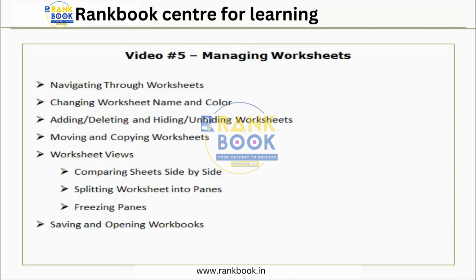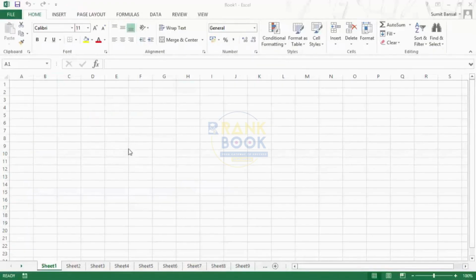Let's get started by first understanding how we can navigate through worksheets in Excel. Whenever you open a new workbook, you get a number of sheets here already. If you're using Excel 2010 or 2007, then you would get 3 sheets. In case of 2013, you only have 1 sheet, and it is by default named sheet 1, or sheet 1, sheet 2 and sheet 3. For the purpose of this video, I have created this workbook with a lot of sheets so that I can show you how to navigate through these sheets.